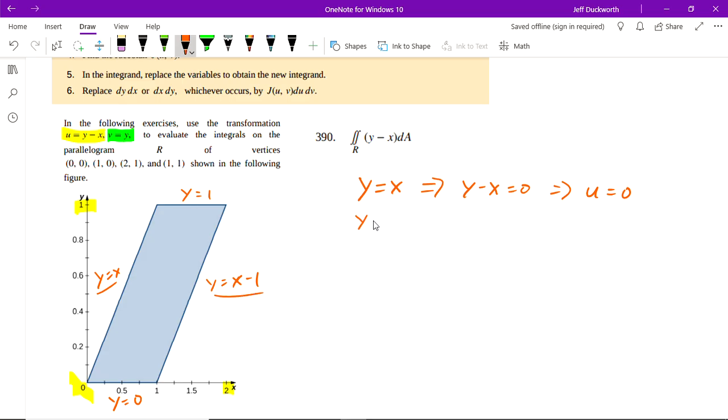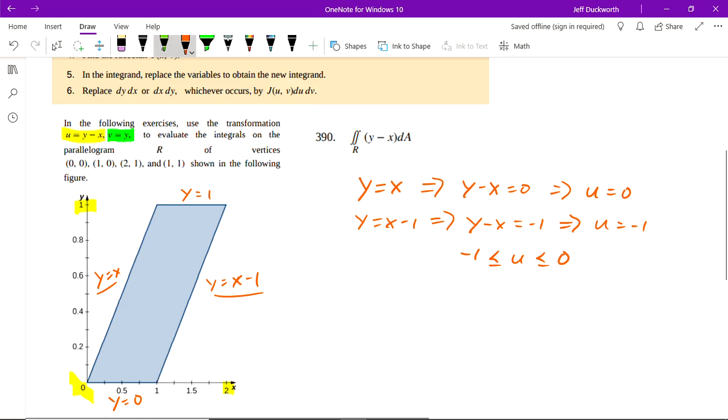So if we take y equals x minus 1 and rewrite that, we get y minus x, which we know to be our u. That's going to equal -1, which means u equals -1, so u is going to be between -1 and 0. So our lower bound will be -1, and our upper bound will be 0 when dealing with u.